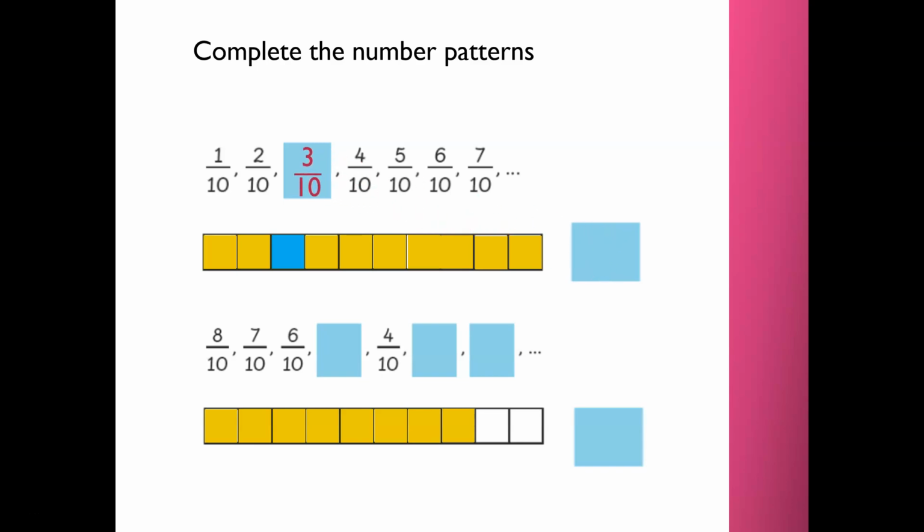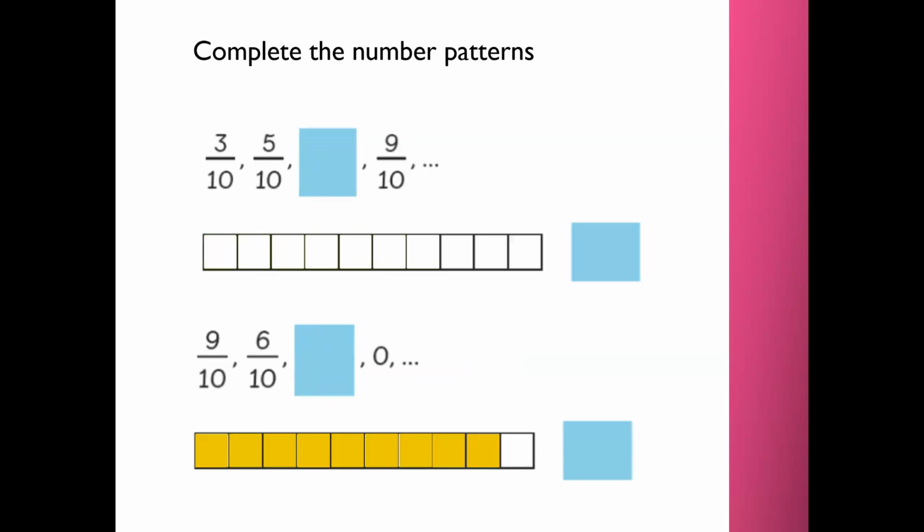Moving to the second number pattern now, we notice that the pattern this time is decreasing. It begins at 8/10, then 7/10, 6/10, then a missing number. We notice that the number sequence is decreasing by 1/10 each time. And we can see now that the missing fraction is 5/10, then 3/10. Finally, the last missing number is 2/10. If we were asked for the next number in this sequence, we can see that it would be 1/10.